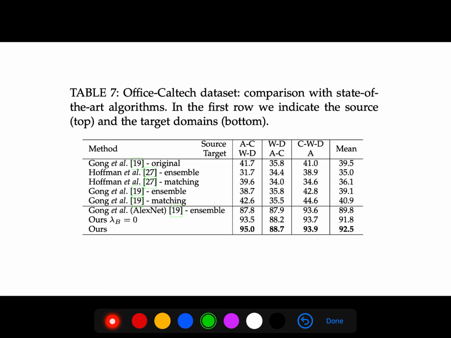Another interesting dataset is the Office-Caltech dataset. The first row, we indicate the source on the top, and the target domains are at the bottom.